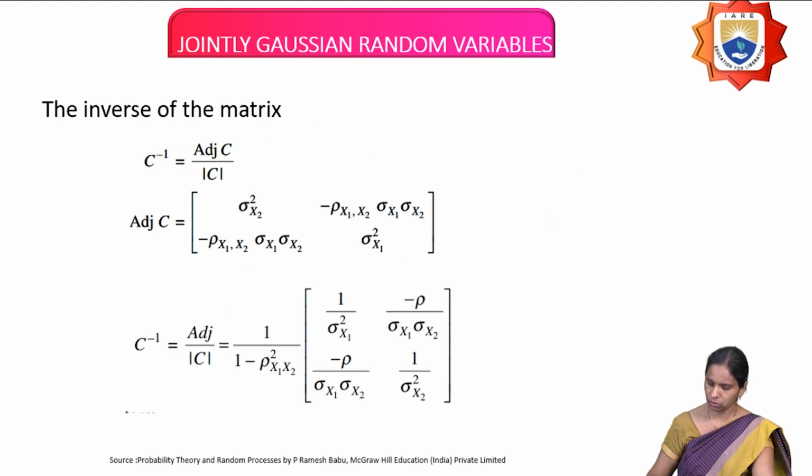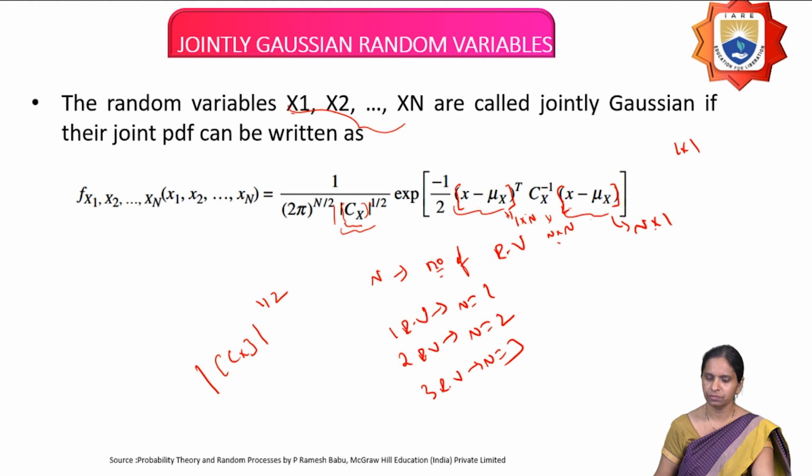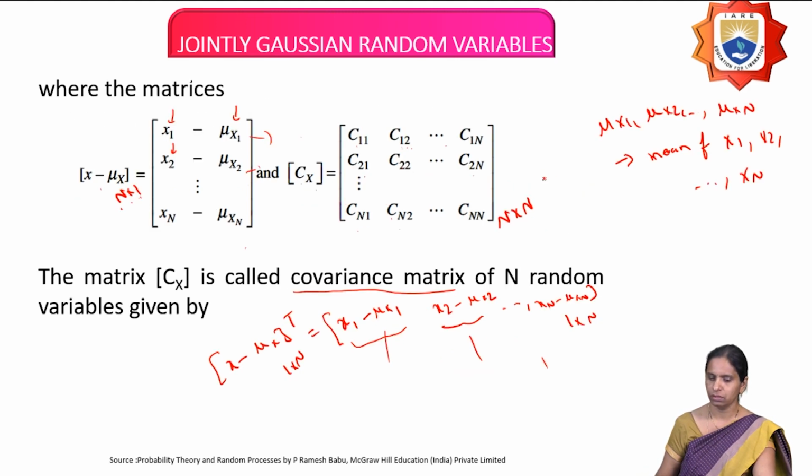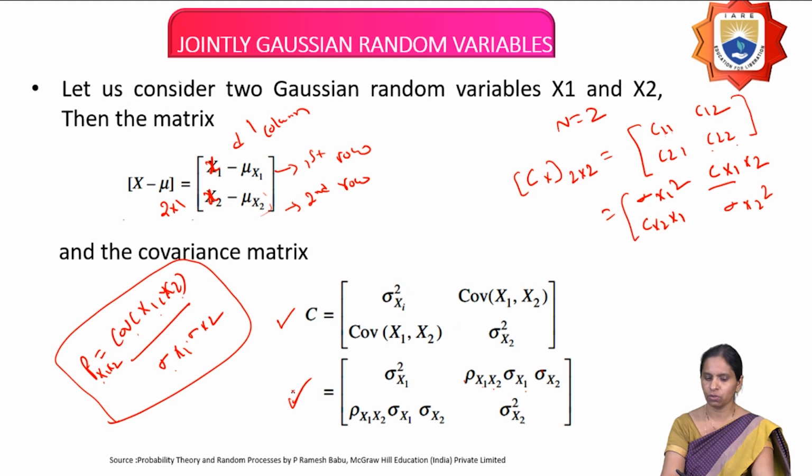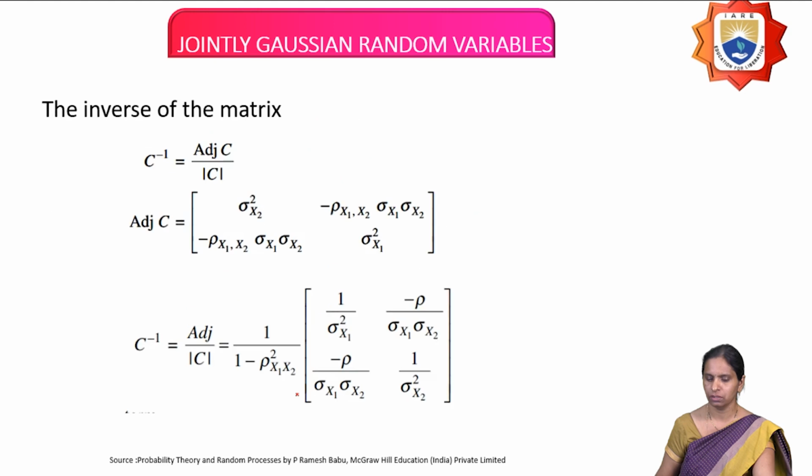Now, in the formula again, what do you have to calculate? You have calculated the determinant now. What is the n value here? 2. So 1 by 2 pi to the power 2 by 2, into this determinant of the covariance matrix that you have calculated. Now you have to calculate the inverse of the covariance matrix. So for 2 random variables, this is the covariance matrix. For this, you have to calculate the inverse. How to calculate the inverse of a matrix? Adjoint of that matrix divided by the determinant of that matrix. Then calculate the inverse of that matrix.